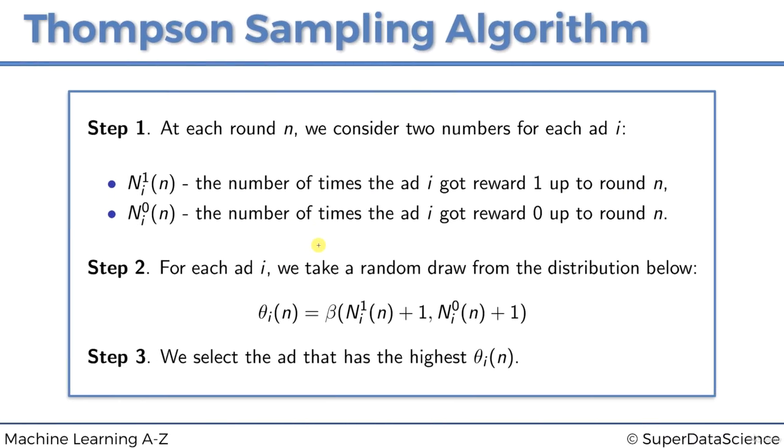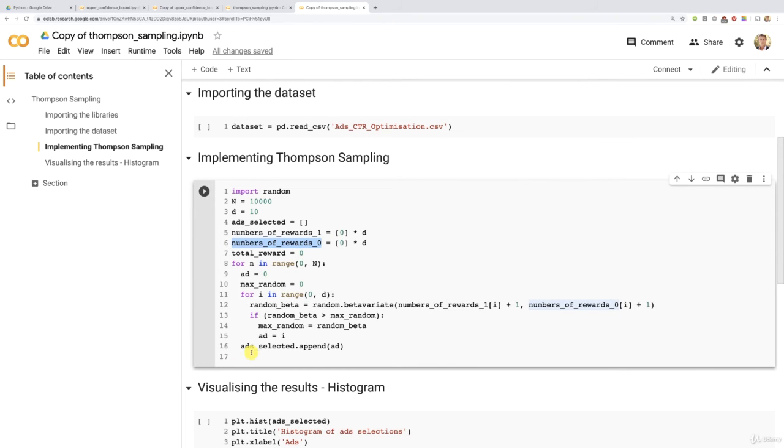Right? We can actually see that clearly in step 1. N_i^1(n) is the number of times the ad i got reward 1 up to round n. So if at a new round we get a reward 1, well, this has to be incremented by 1. And same with this one, this is the number of times the ad i got reward 0 up to round n. So if at our round n we got a reward 0, well, this needs to be incremented by 1. And therefore, what we need to do here, since we have 2 different conditions, well, we need to do, of course, naturally, an if condition, once again. But a simple one, it is an if condition that will just check if the reward is equal to 1.